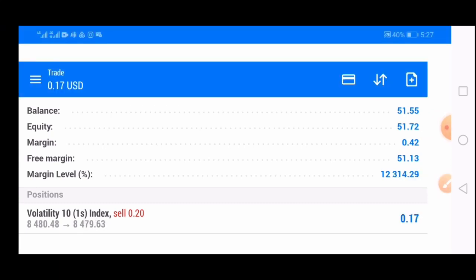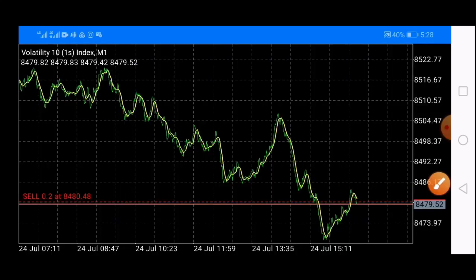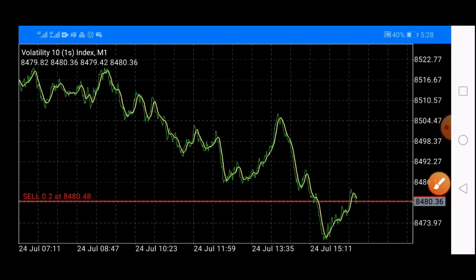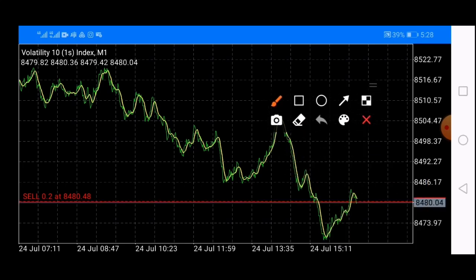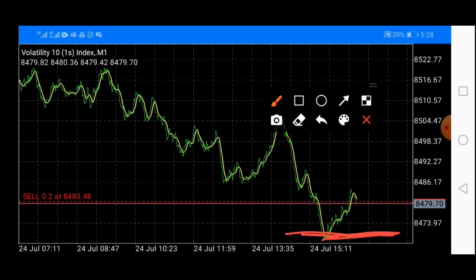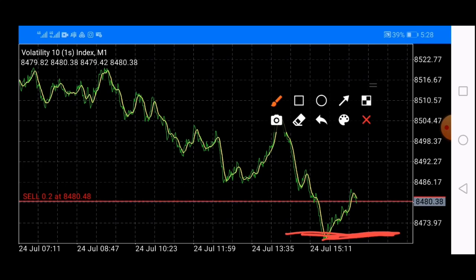Let me go back to the chart to calculate where my take profit should be. Since it's making a lower low, my take profit should be on this support level here, just in case it makes a double bottom and decides to reverse. I'll come back to this trade once it's time to either close it on profit or hedge the trade.